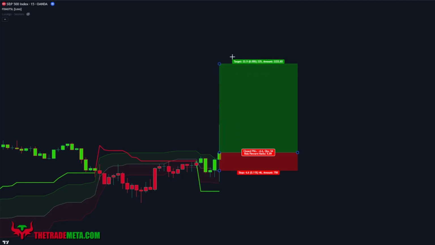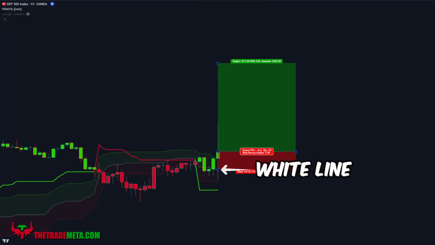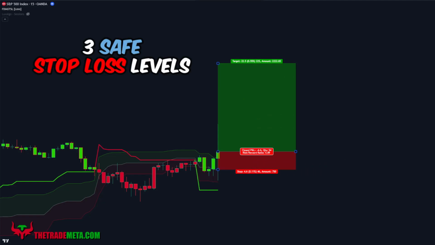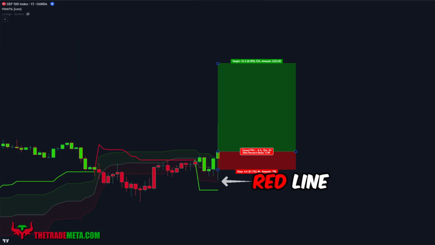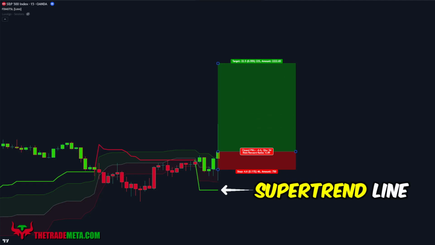Now we have few potential stop-loss levels to consider. The first level is at the white line at the middle of the cloud. This would be our more aggressive stop-loss level, yet still pretty safe. This yields the best risk to reward trades. Then we have 3 safe stop-loss levels. One at the red line at the bottom of the cloud for buy setups, and the green line at the top of the cloud for sell setups. Then we have the supertrend line.